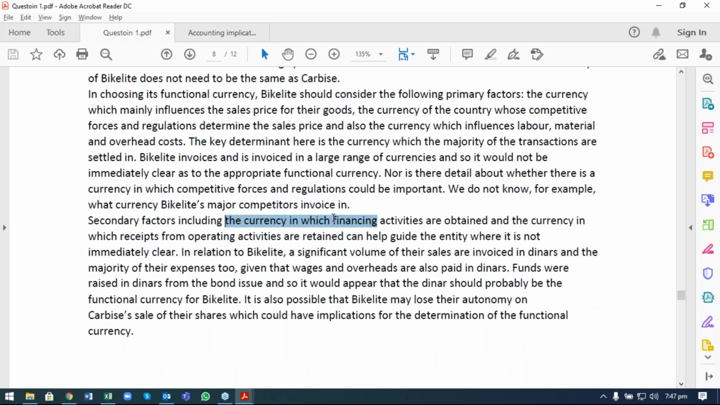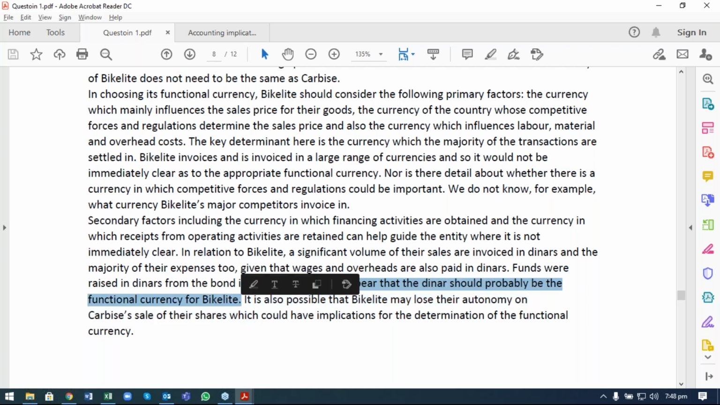Secondary factors, including the currency in which the financing activities are obtained and the currency in which receipts from the operating activities are retained, can help guide the entities where it is not immediately clear. This is also not immediately clear: in which currency the company has retained its cash from the operations, or in which currency the company has mainly obtained the finances. In relation to backlight, a significant volume of their sales are invoiced in dinars and a majority of their expenses too. Given that wages and overheads are also paid in dinars, and funds were raised in dinars from the bond issues, it would appear that the dinar should probably be the functional currency of backlight.